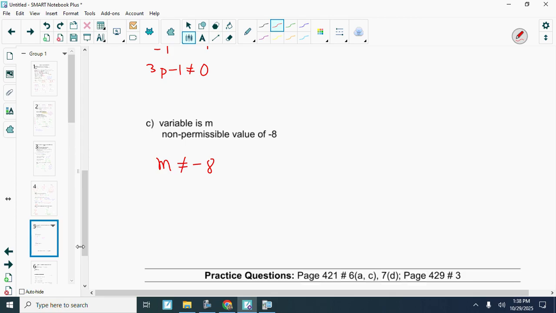You have to have a variable. Your notes are looking a little incomplete compared to what I have on the board. So this is your non-permissible value. You have to rearrange it so that you see it not equal to 0. Then you put that on your bottom.